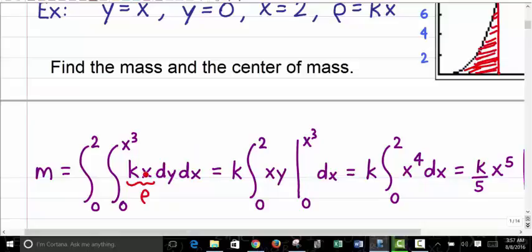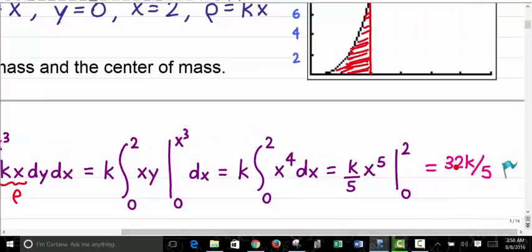So there's the kx for the density function. Lower to upper, we're going 0 to x cubed, and then left to right, we're going 0 to 2. So this is really a pretty easy integral. You work this out, and you get 32k over 5. That would be the mass.